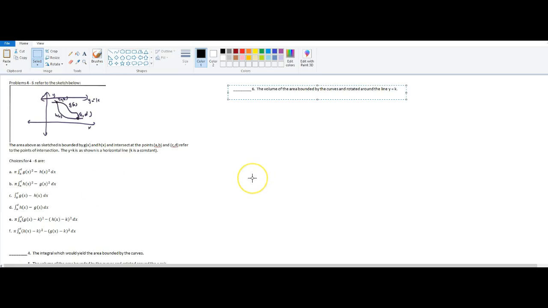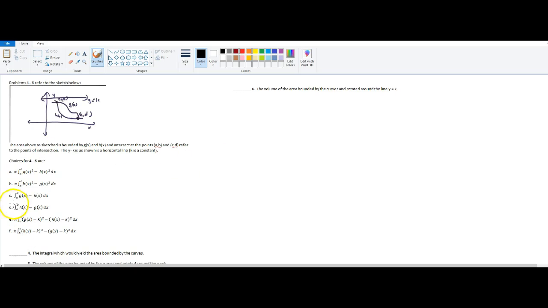All right, so here we are going to do number 6. You decide which formula, which one of these choices is going to give me the correct answer for the area bounded by the curves and rotated around the line y equals k. So to do that, the volume of the area rotated around the line y equals k. So the first thing I have to do is figure out what I've got going on here.